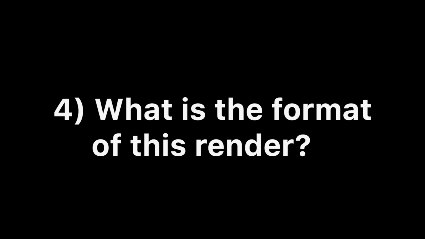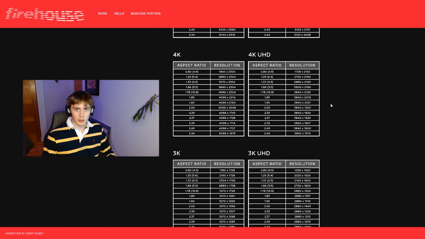The fourth thing I like to ask is, what is the format of this animation? Is it going to be shown on a website? Is it for an Instagram post? Is it for an Instagram story? If you're not already, you should familiarize yourself with aspect ratios. I use a website called wearethefirehouse.com, and they have a very good aspect ratio cheat sheet that I use all the time. And yeah, nailing down a resolution for the project and figuring out where that content is going to be presented is really important, because this can affect render times a lot.